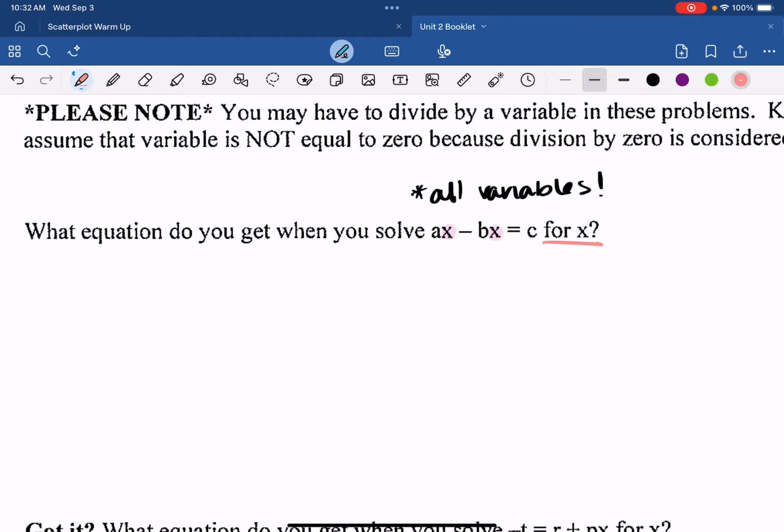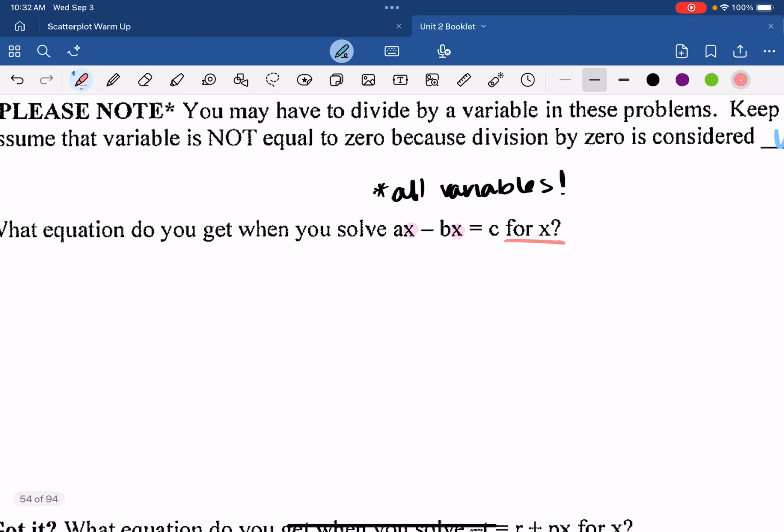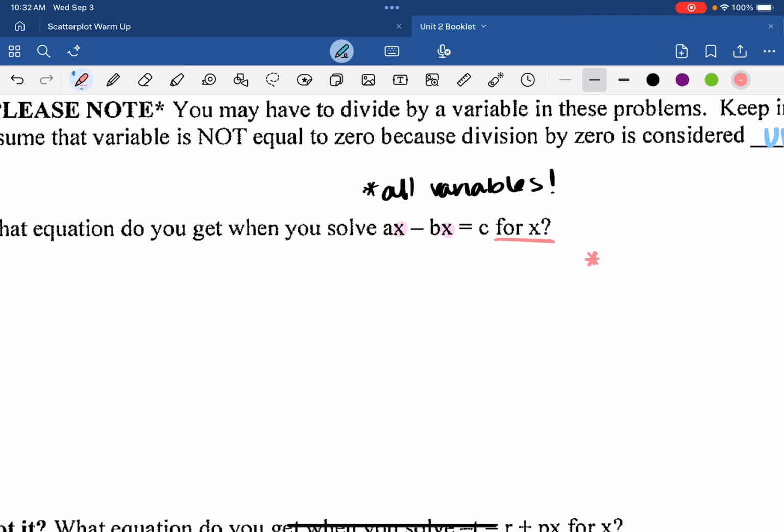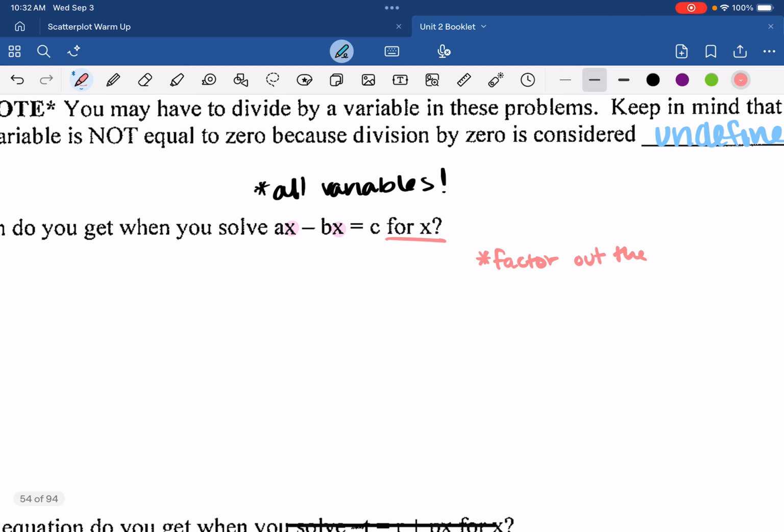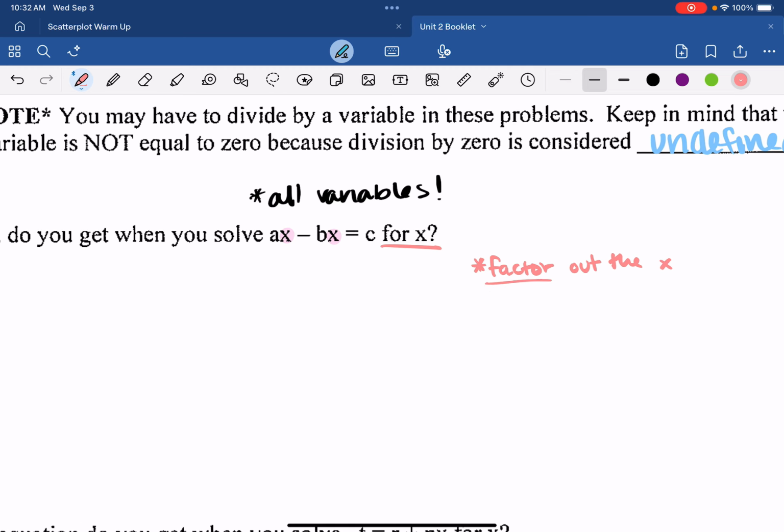So here's what we do. We are going to do reverse distributive property. Okay, we call this factoring. So reverse of distribution is factoring. Okay, so let's just write that word. We're going to factor out the x. Okay, and remember, factoring is opposite of distributing.